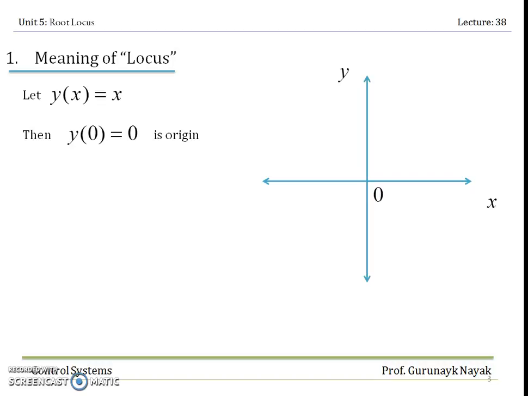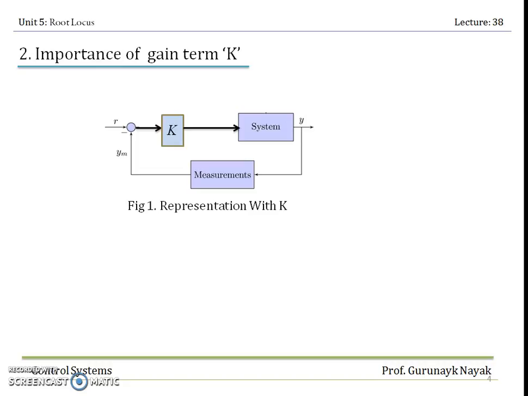To start with, the meaning of locus, its basic geometry. The equation y of x equal to x, in which x is an independent variable and y is a dependent variable dependent on x, represents a locus given by this brown color line, and that we call the locus of the equation y equal to x in the xy plane. So the brown color line actually represents the locus of the equation y of x equal to x, or y equal to x. In the next part, the importance of the gain term K, the system gain K.